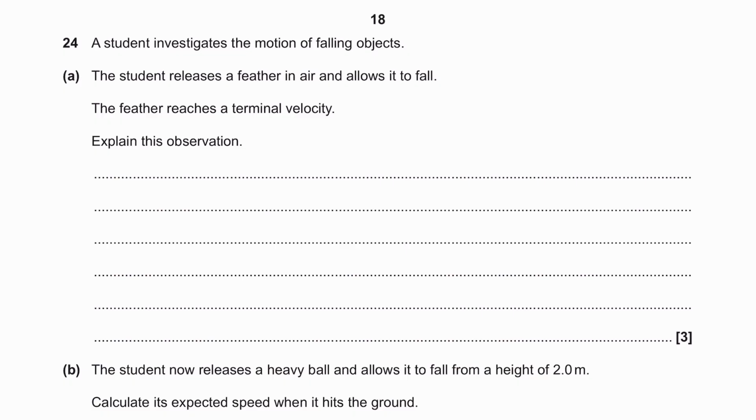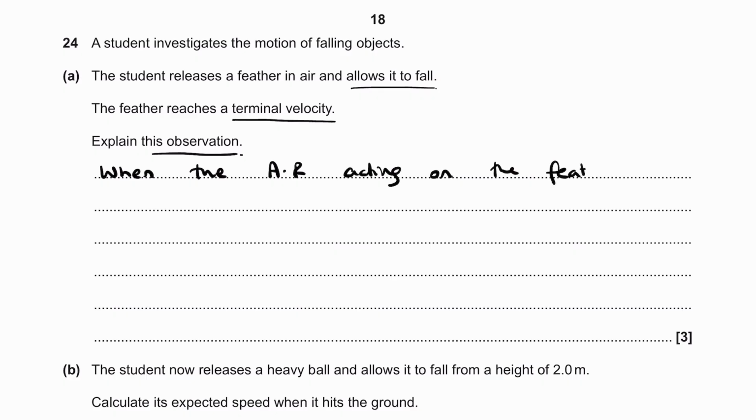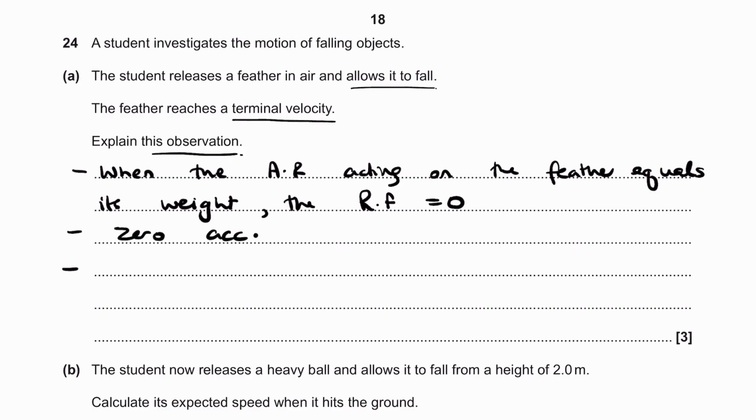Question number 24. A student investigates the motion of falling objects. The student releases a feather in air and allows it to fall. The feather reaches a terminal velocity. Explain this observation. We know that when the air resistance acting on the feather equals the weight of the feather, the resultant force acting on the feather will be 0, which means it stops accelerating and reaches a constant speed. And that's what terminal velocity is.